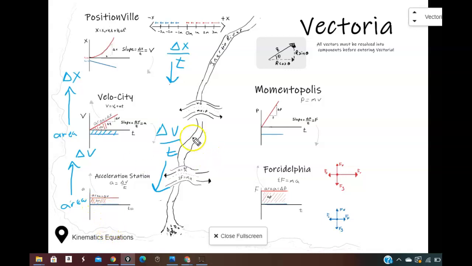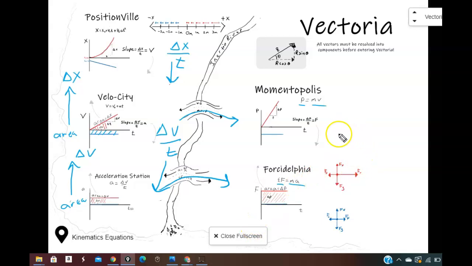All right, if I cross from Velocity into Momentopolis, so if I go across the bridge here, across my inertia river, I get momentum. So momentum, symbol P, is a mass times velocity. If I cross the inertia river from Acceleration Station, I cross right here, I get to Forceadelphia, and that is a mass times acceleration. And specifically, a net force is a mass times acceleration.